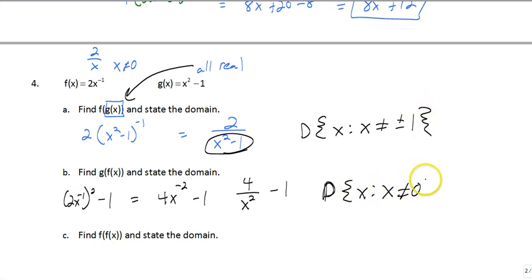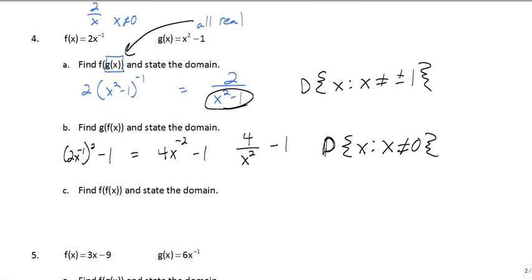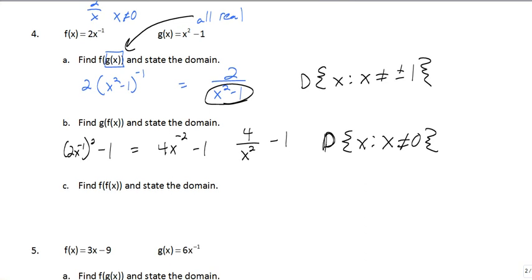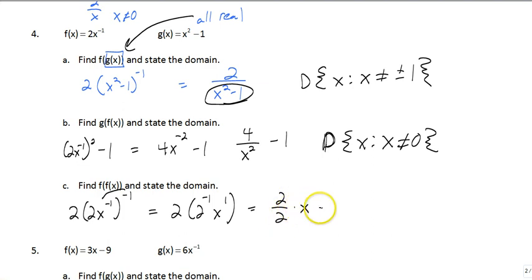Let's close off our brackets. Alright, and then finally f of x. Now here's the one that's important. We have 2 times, we're inputting 2x to the negative 1 to the negative 1. So I'm going to do that first. I have 2 times 2 to the negative 1, x to the 1. Don't forget to put the negative 1 with the 2 also. So that equals 2 over 2 times x, or x.